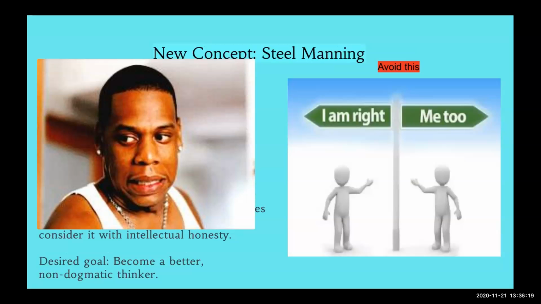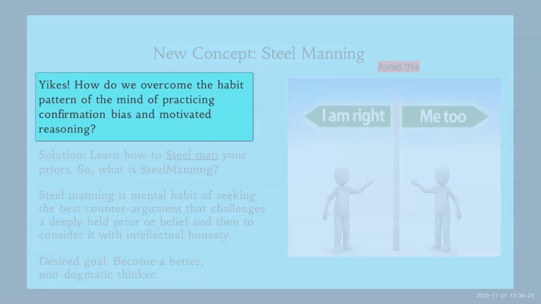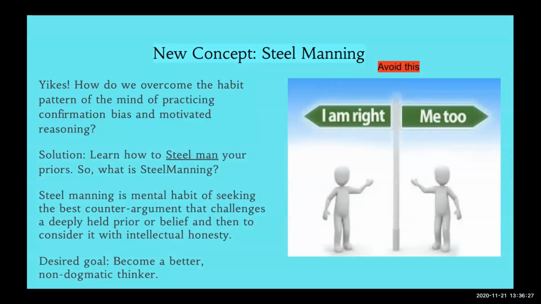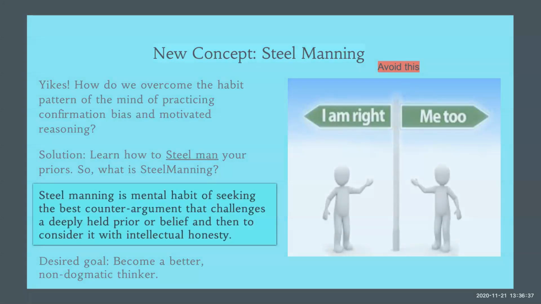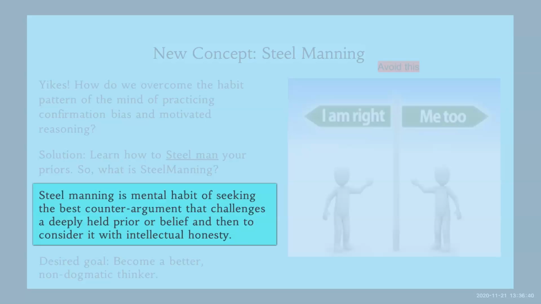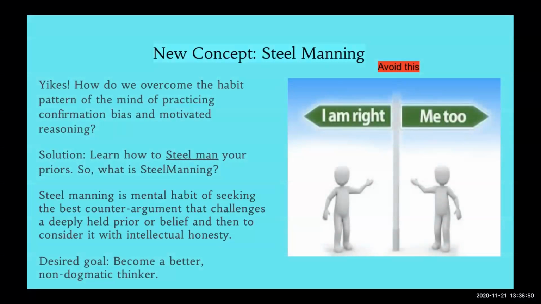So, yikes, how do we overcome this habit pattern of the mind of practicing confirmation bias and motivated reasoning? How do we become better evidence-based thinkers? Well, the solution and the goal of this video today is to learn a technique called steel manning. So what is steel manning? Steel manning is the mental habit of seeking the best counter-argument that challenges a deeply held prior or belief, and then considering it with intellectual honesty. Again, the desired goal is to become a better, non-dogmatic thinker.